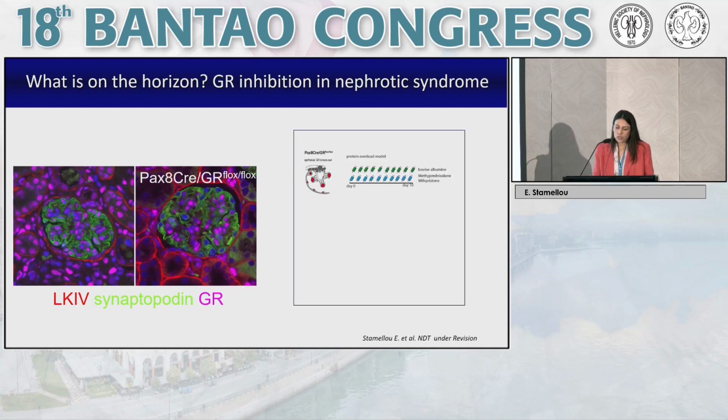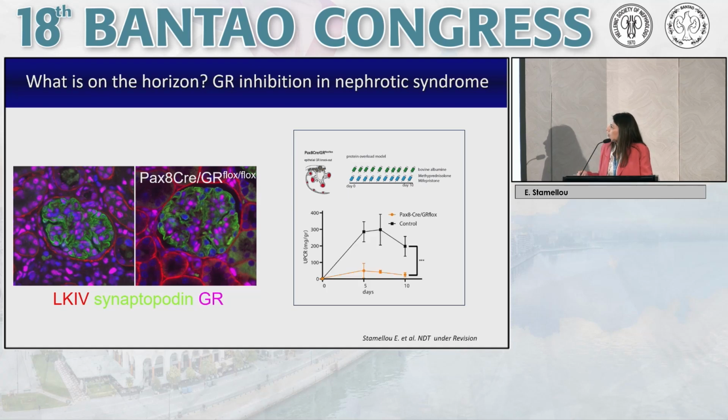And we used a model of proteinuria with reversible foot process effacement, the protein overload model. Then we checked the proteinuria in this model. And what we found, as you see here, is that the GR inhibition, the knockout mice, had less proteinuria. This is something unexpected, as you would expect an increase in proteinuria.